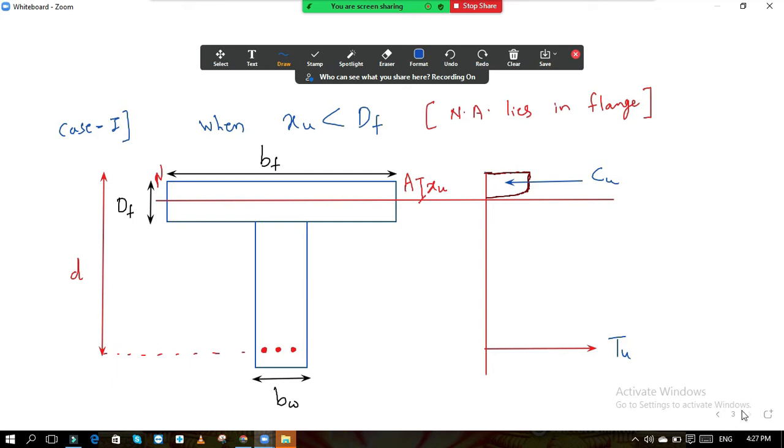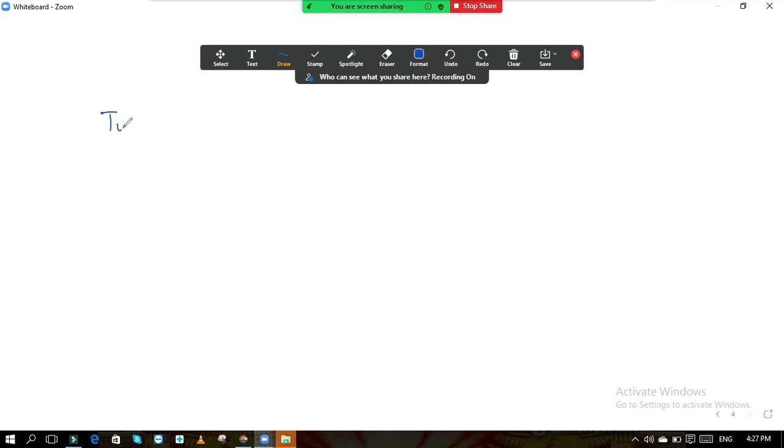Now what are the formulas? If I want to calculate the value of this TU, what is the formula for TU? It is the same, 0.87 Fy AST. This we have already learned. Now what is the formula for CU? You know the old formula for CU. Let us write the old formula first: 0.36 FCK B into XU. Correct? 0.36 FCK B into XU.